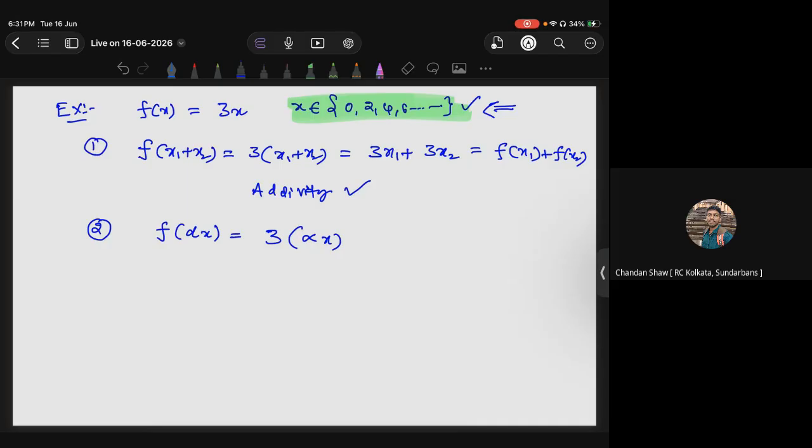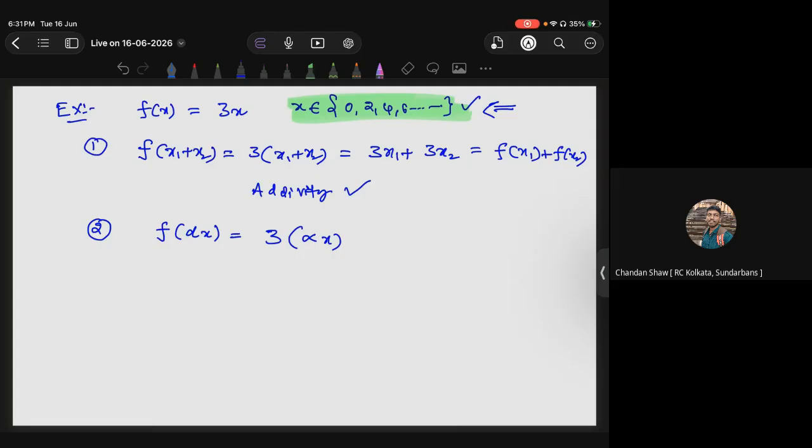What is the given function saying? The given function is defined as f of x equal to 3x, where x belongs to 0, 2, 4, 6, etc. only. Am I correct? Yes, ma'am. I can use it if I take x as 0, 2, 4, 6, etc. only. But here, in place of x, what am I doing?